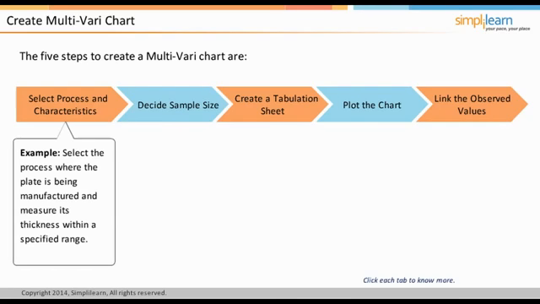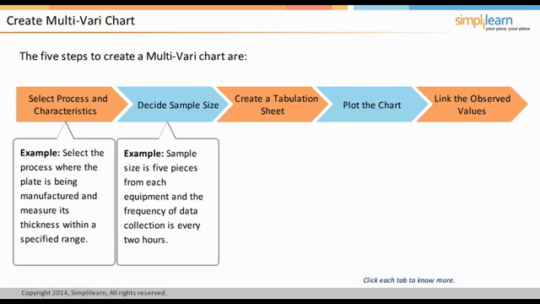The first step is to select the process and the relevant characteristics to be investigated. For example, selecting the process where the plate of 1-inch thickness is being manufactured. In this process, 4 equipment numbered 1 to 4 produce the 1-inch plates. The characteristic to be measured is the thickness of the plate, ranging from 0.95 inch to 1.05 inches. Any plate thickness outside this range is a defect.